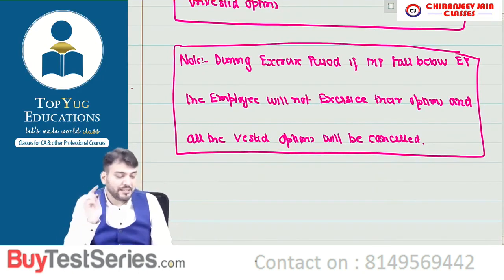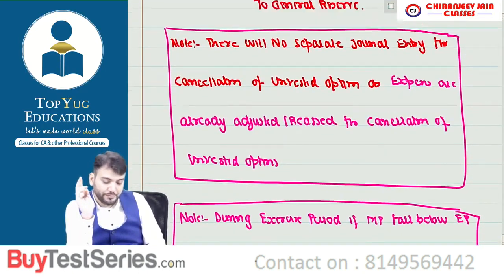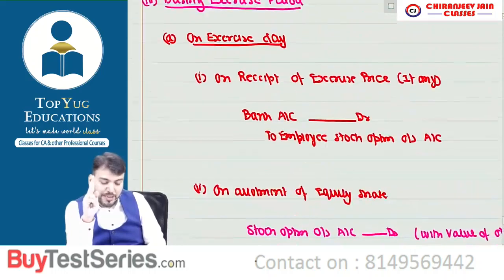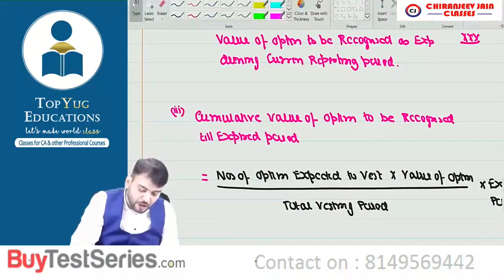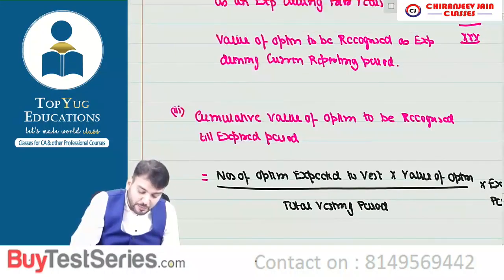Any doubt? I think you understood what I said. Apart from 2 points, any doubt you ask me, there are 2 points which I have not explained. First, what is the fair value of option? We have not discussed that.